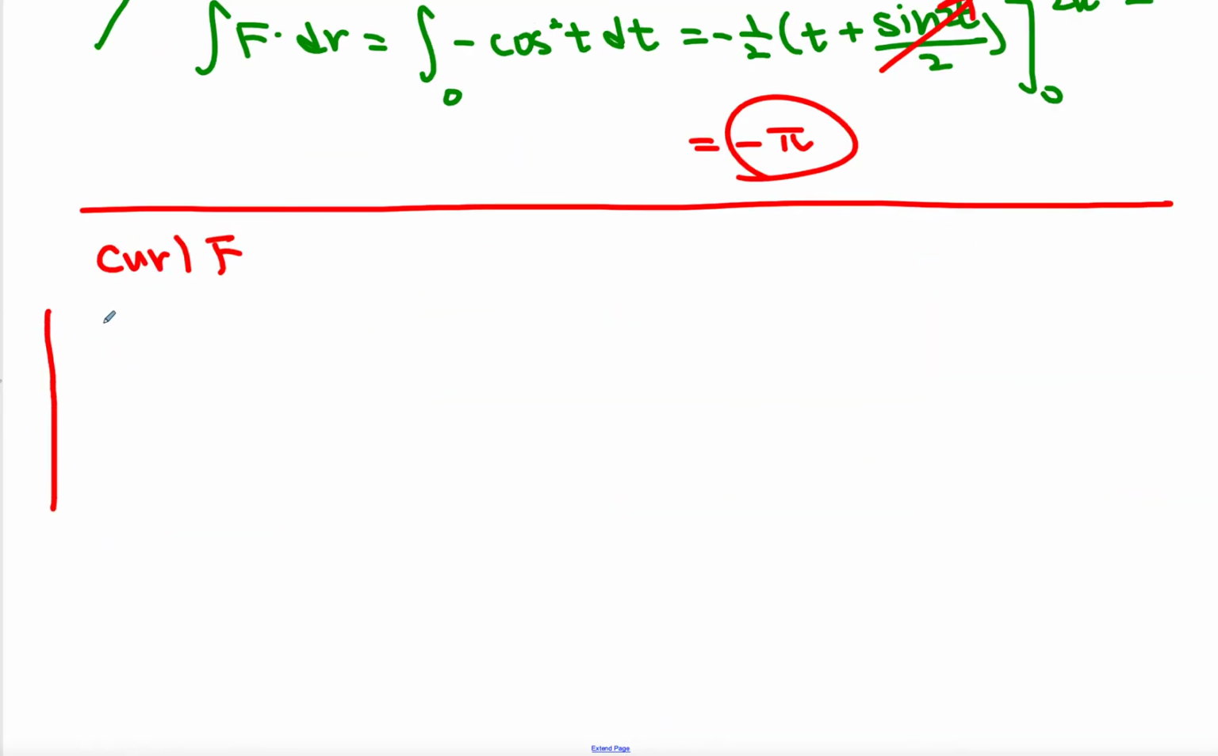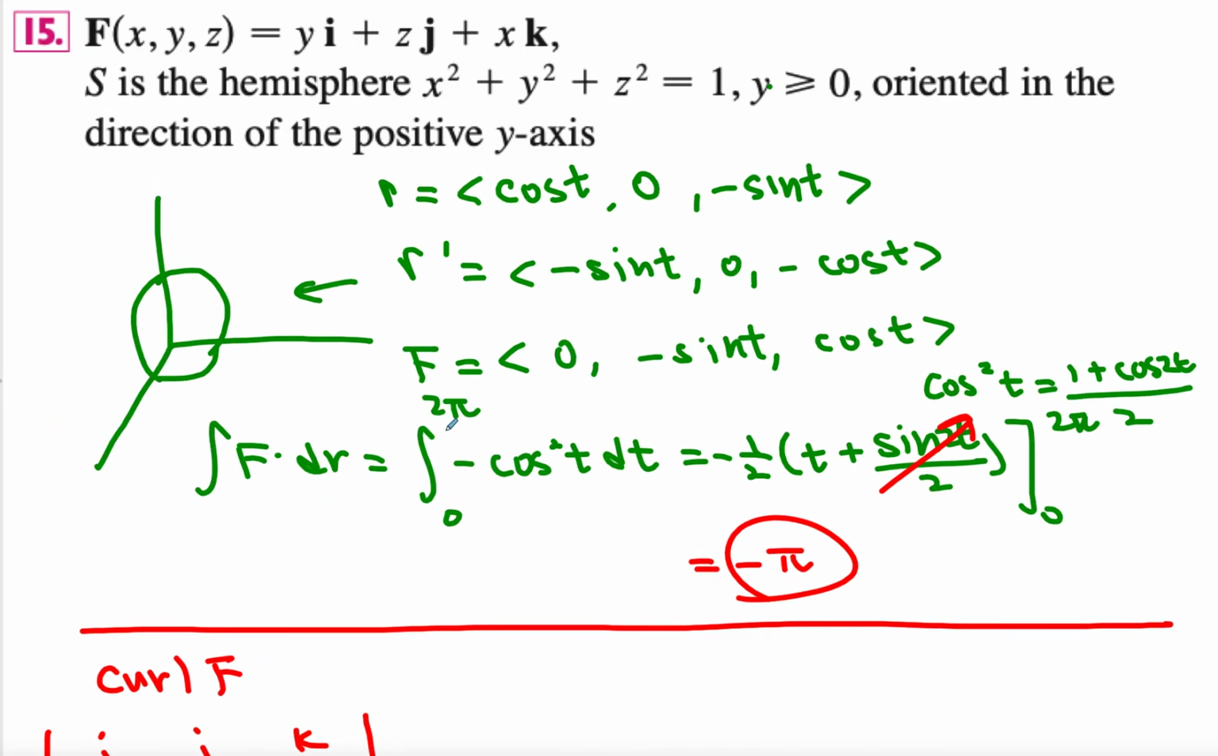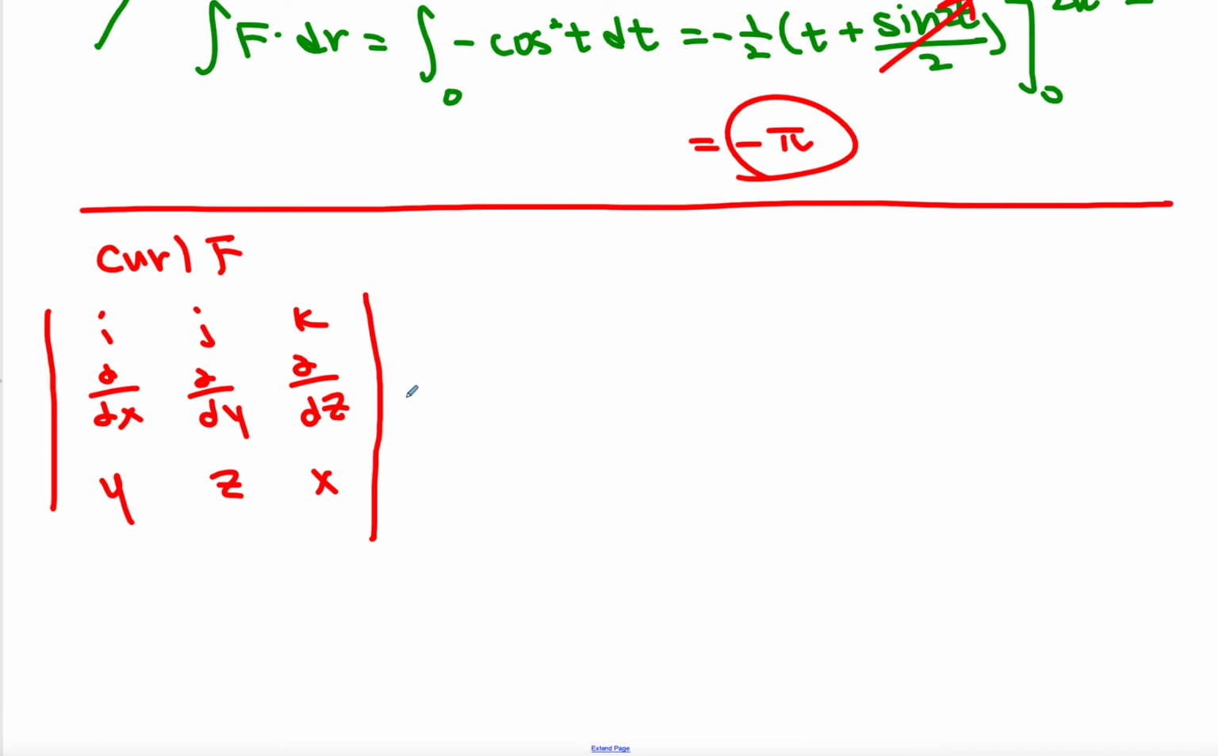So here we get i, j, k, y, z, x. I think y z x was the function. So now, when I try to find the curl, what would you end up getting? First component is negative 1. How about the second component? Negative 1 again. Third component, negative 1. All three of them happen to be negative 1.